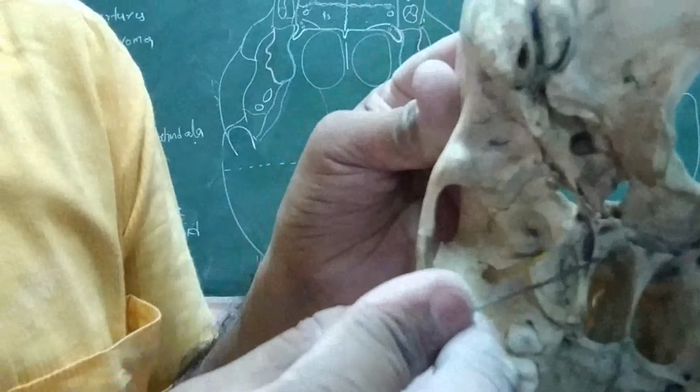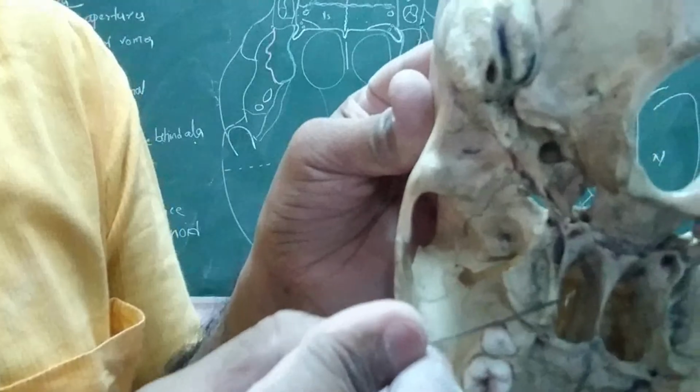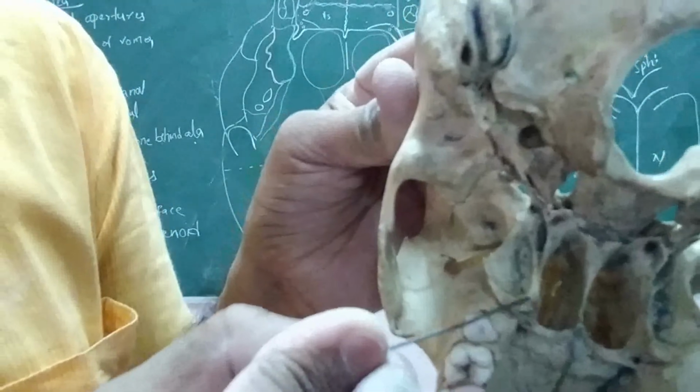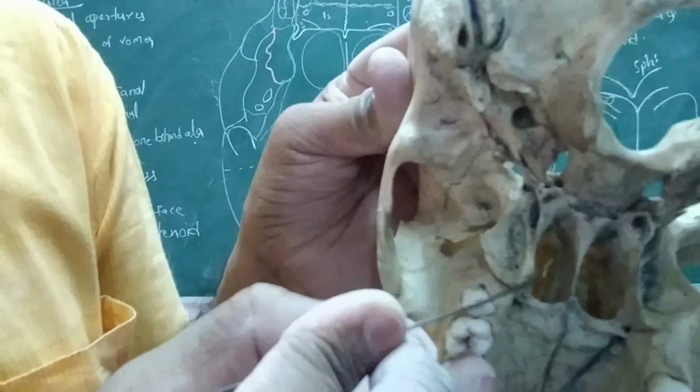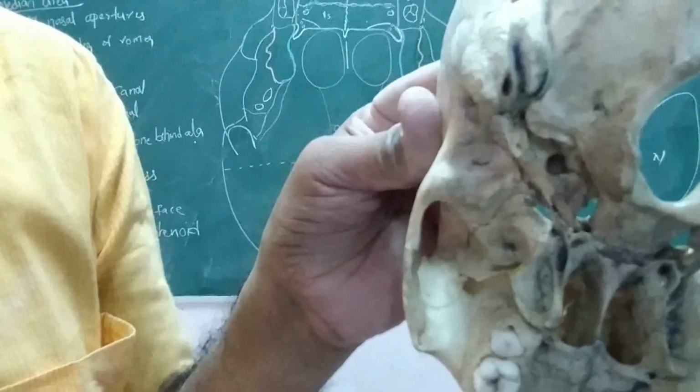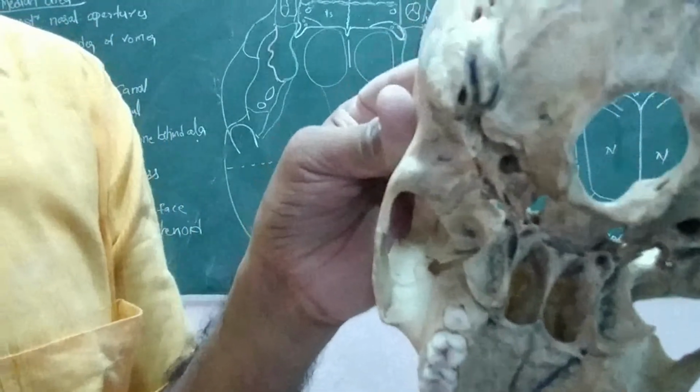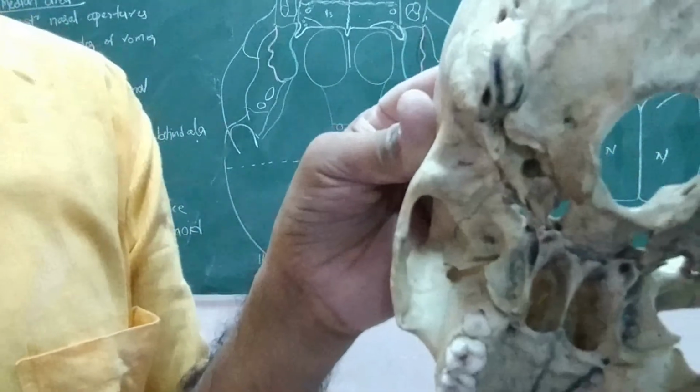And the lower part of this medial pterygoid plate has a bony projection present. The tooth-like projection is called the pterygoid hamulus. So this is about only the medial pterygoid plate.